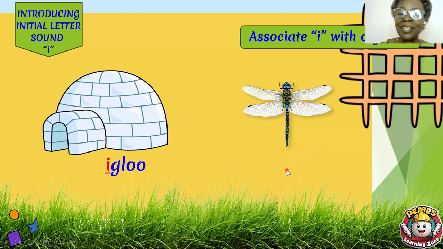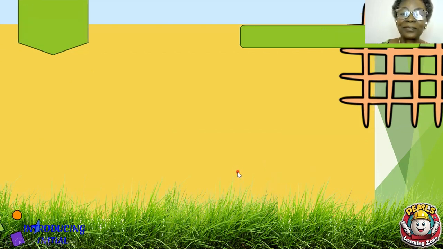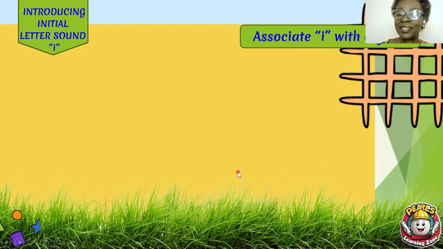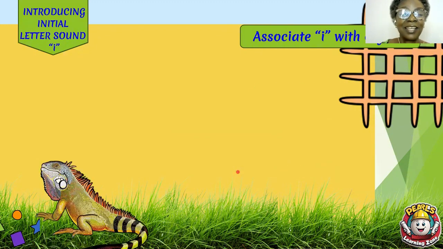Insect. What's the first sound for insect? E. Again, E. Here it comes. E for insect. Brilliant. We're still associating E with objects.